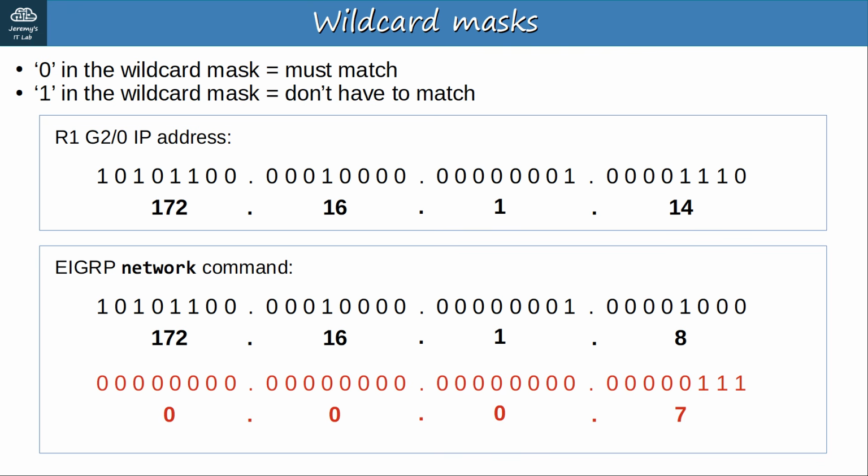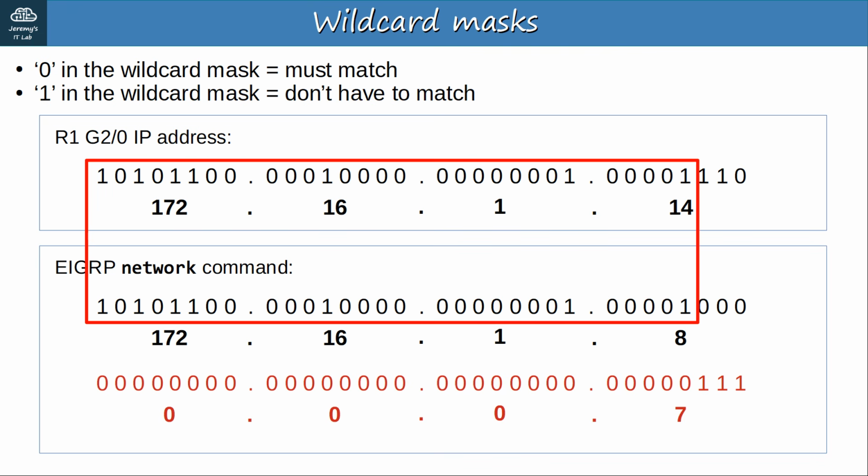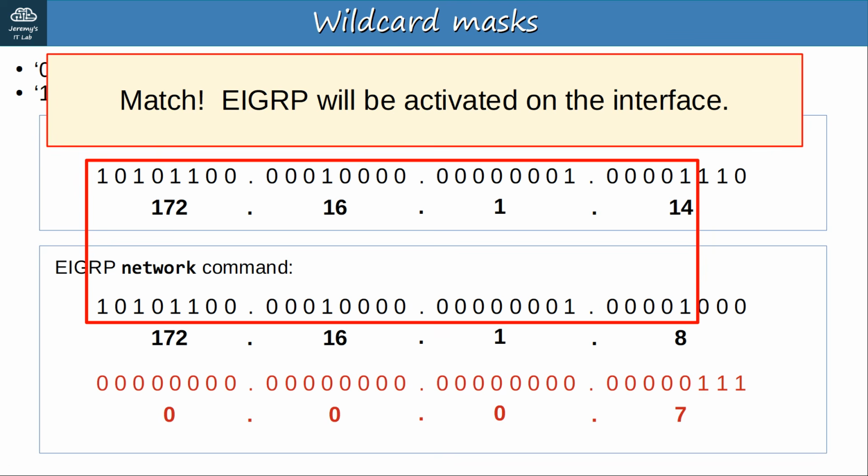Okay, let's check. We're using the same wildcard mask as last time, so the first 29 bits have to match. Do they match this time? Yes, they do. The first 29 bits of 172.16.1.14 and the first 29 bits of 172.16.1.8 match. So, we have a match and EIGRP will be activated on the interface.